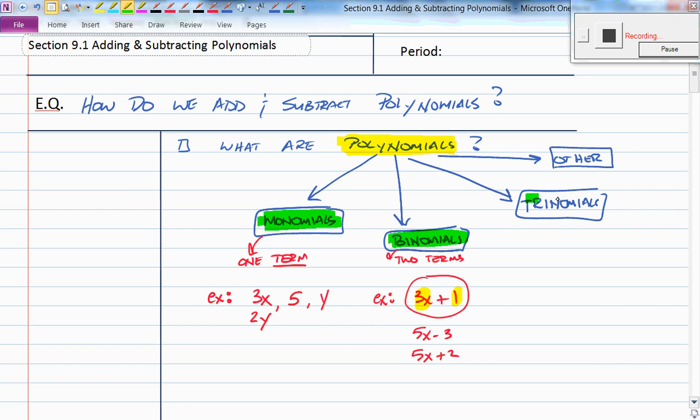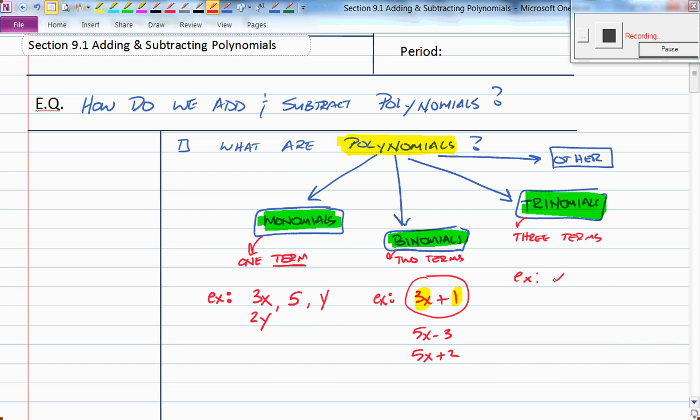All right, let's talk about a trinomial. Can you follow the pattern? If a monomial has 1 term and a binomial has 2 terms, then what's a trinomial? It has 3 terms. Yeah, 3 terms. There you go. Because of the word tri, it has 3 terms. So let me give you an example of a trinomial.